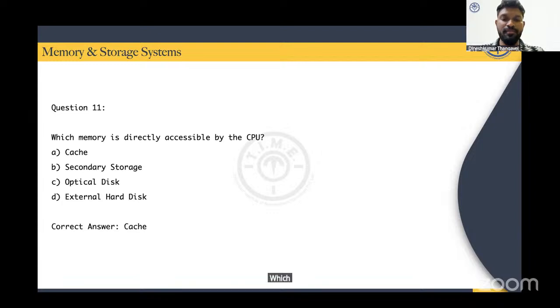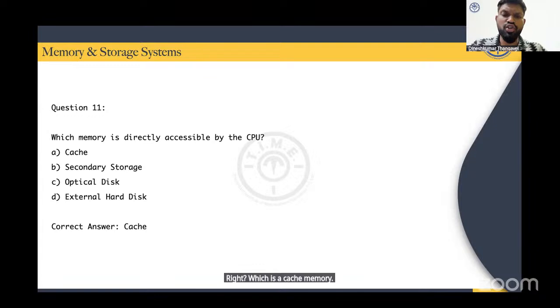Which memory is directly accessible by the CPU? Cache, secondary, optical device, or external hard disk. The answer is cache. Why? The CPU needs very fast memory, right? Which is cache memory.